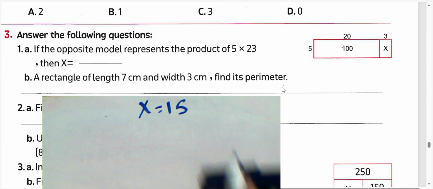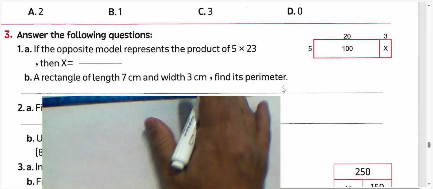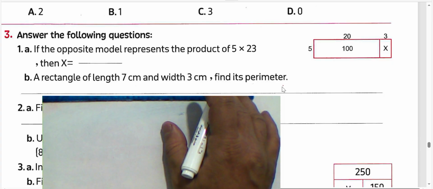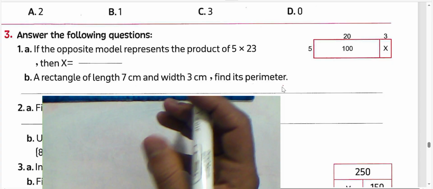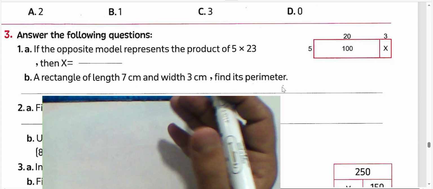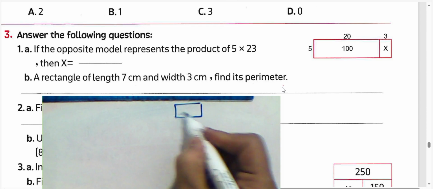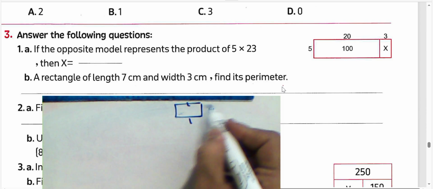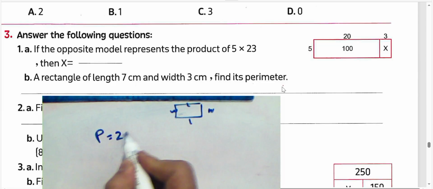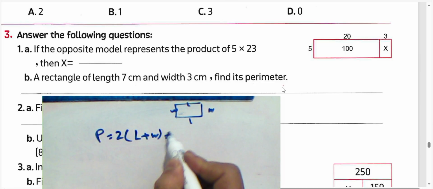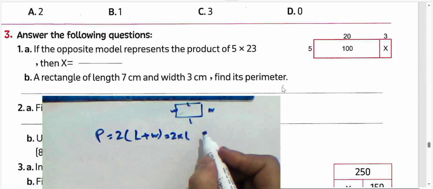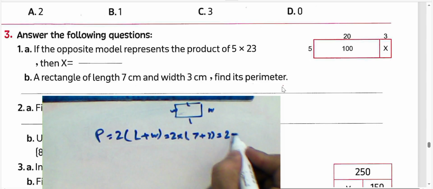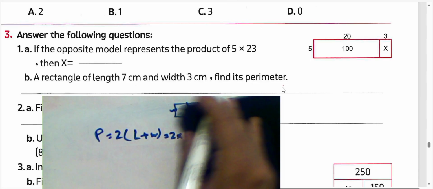Next question, letter B. A rectangle has length 7 cm and width 3 cm. Find its perimeter. The perimeter of a rectangle equals twice the sum of length and width. We have a rectangle with length repeated twice and width repeated twice. The length was 7 cm and the width was 3. 7 plus 3 is 10. 10 times 2 equals 20. The perimeter equals 20 cm.